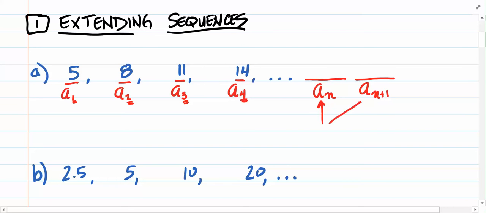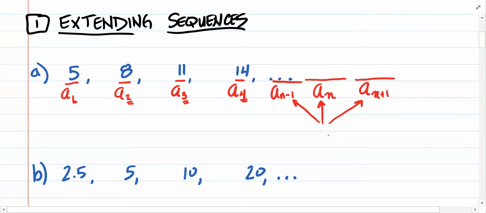It's very important to understand that the subscript a sub n plus 1 means the term after the term that you're currently on. So the term before the term that you're currently on, if this is a sub n and this is a sub n plus 1, has to be a sub n minus 1. It's very important that we understand these three subscripts. A sub n is our general current term, a sub n plus 1 is the term right after it, and a sub n minus 1 is the term right before it.